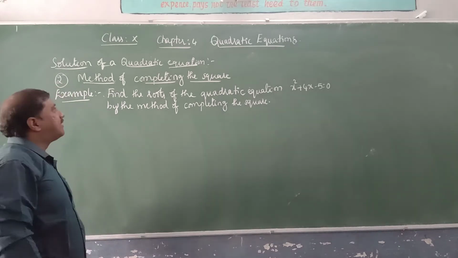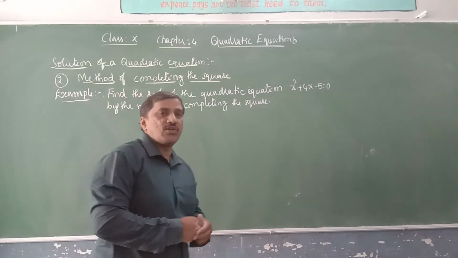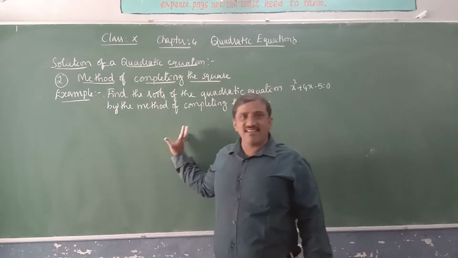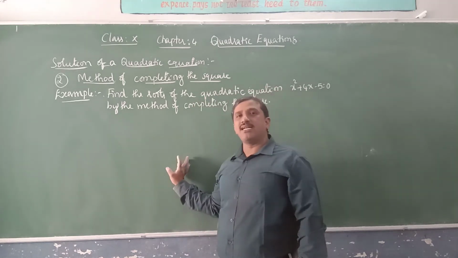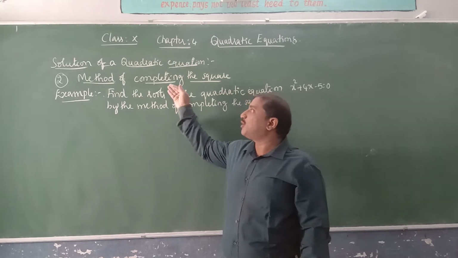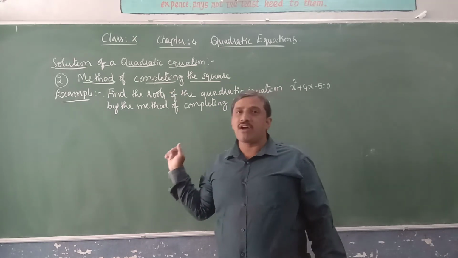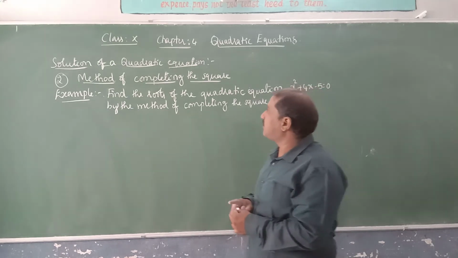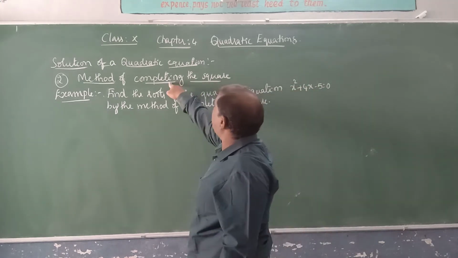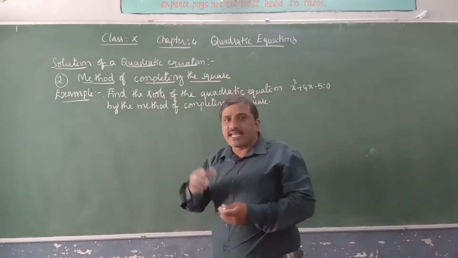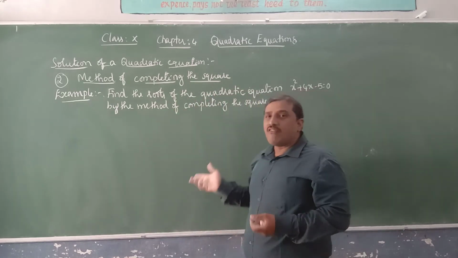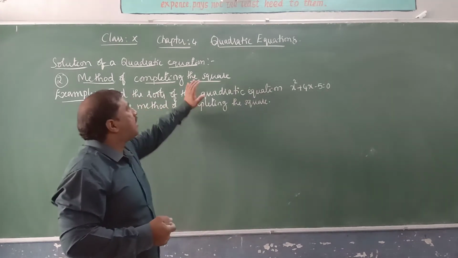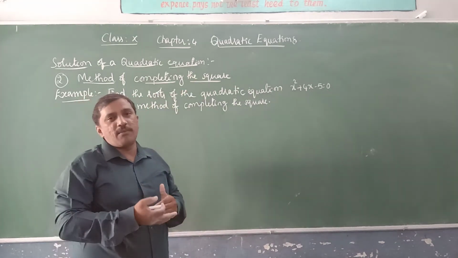Now we will discuss the second method to find the solution of a quadratic equation. The first method is the factorization method, that is by splitting the middle term. We discussed it already. Now the second method is the method of completing the square. See the term completing the square. It means that the given quadratic equation will be converted into the form of a square.